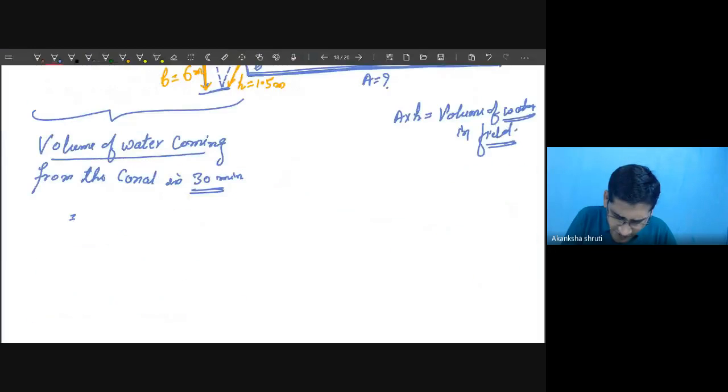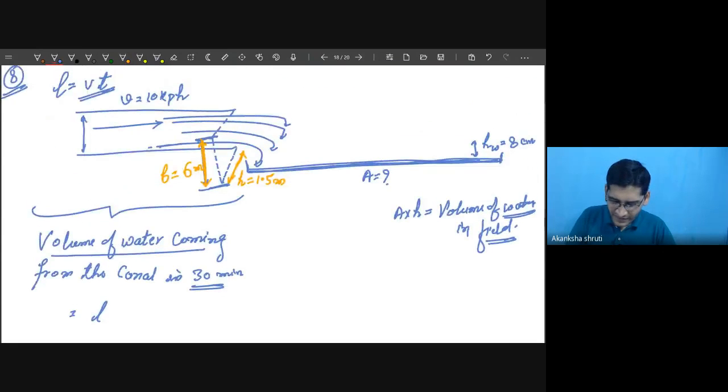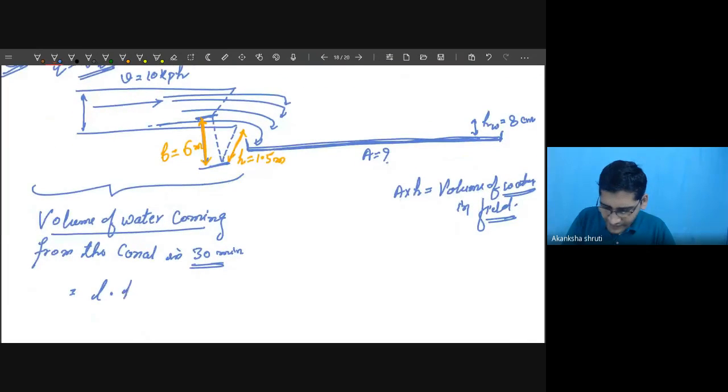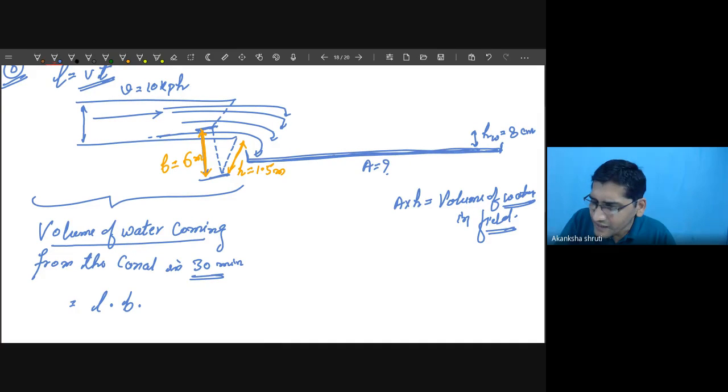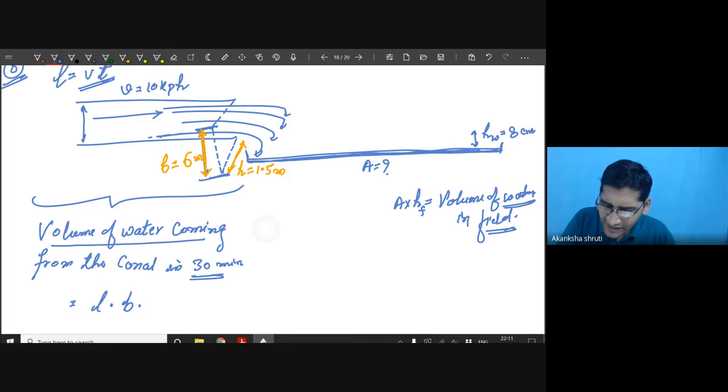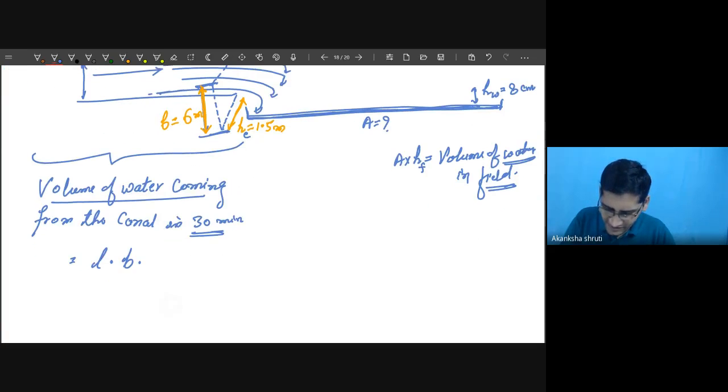So this is calculated by length of water into breadth of the canal into height or even the depth of the canal. Let me put the canal C here. It is the field F. Let me put the F, HF, and here HC and HC. It is this. It's that.